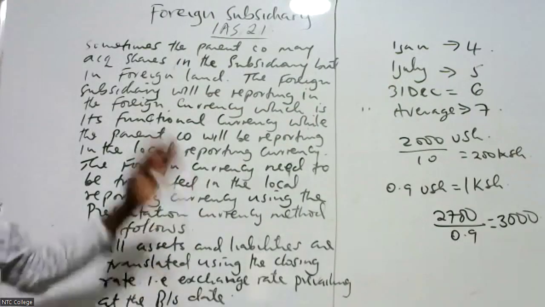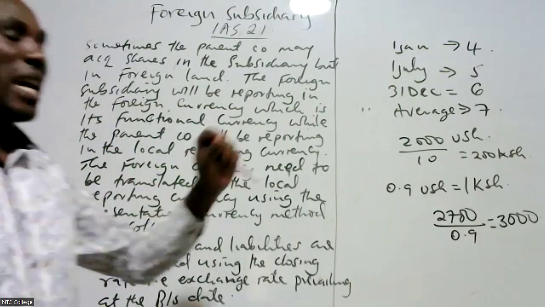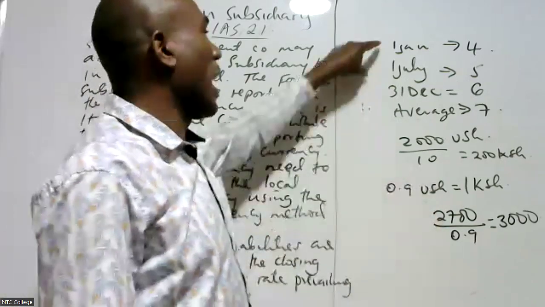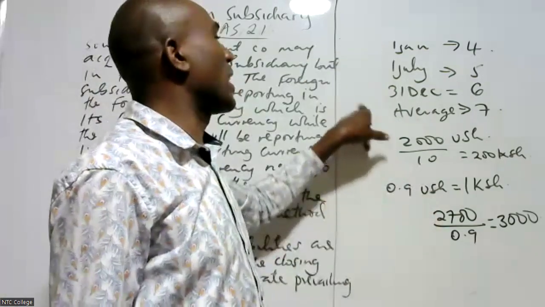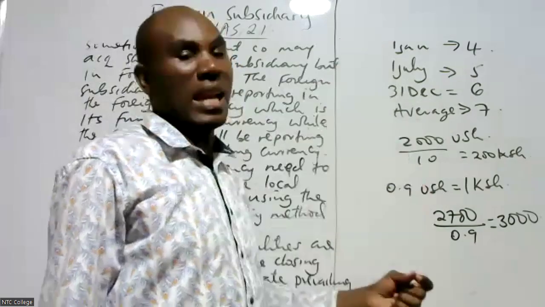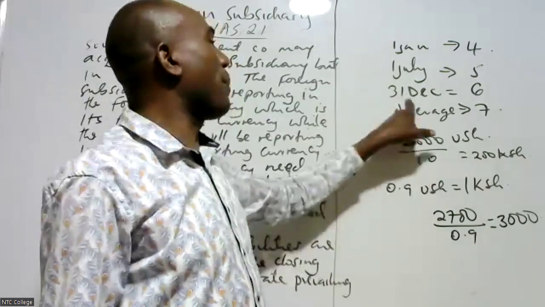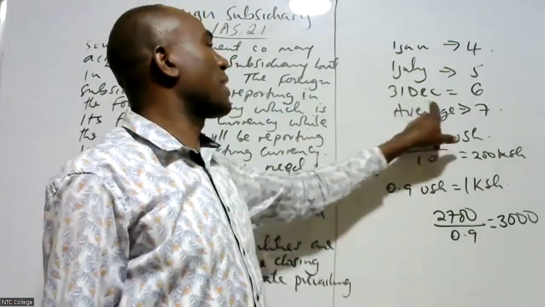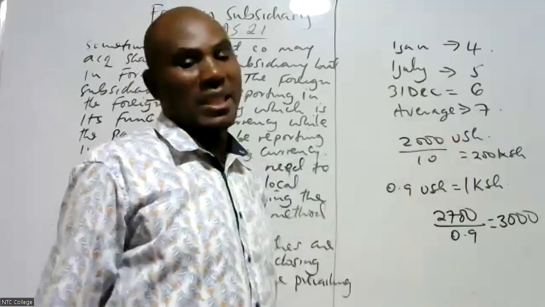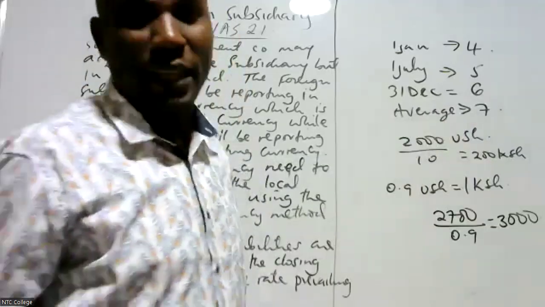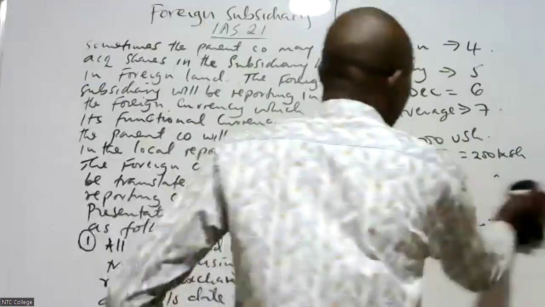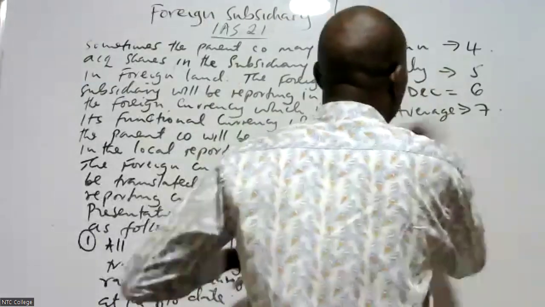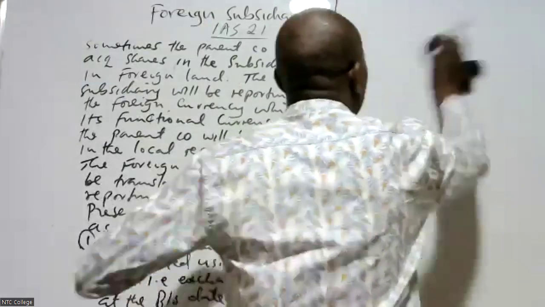Therefore, we are saying, if I want to translate assets and liabilities in the balance sheet, I'm going to take the exchange rate prevailing at the balance sheet date. Like in this one, I'm preparing my balance sheet at the 1st December, I use 6. That is what we are saying there. If you are not understanding, I believe you can understand that way. Then we go to number 2.